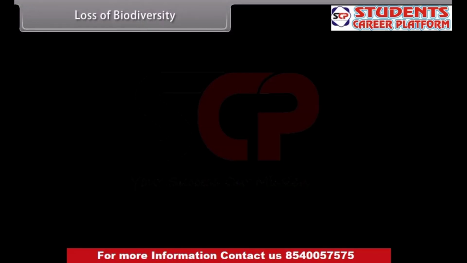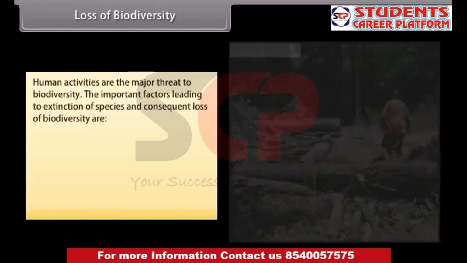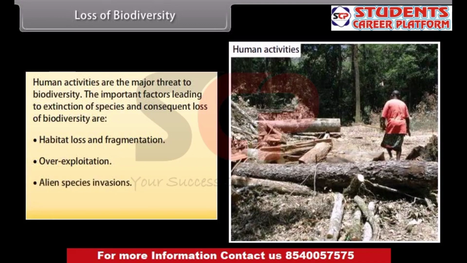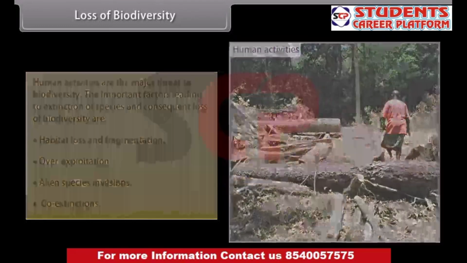Loss of biodiversity. Human activities are the major threat to biodiversity. The important factors leading to extinction of species and consequent loss of biodiversity are habitat loss and fragmentation, over-exploitation, alien species invasions, and co-extinctions.